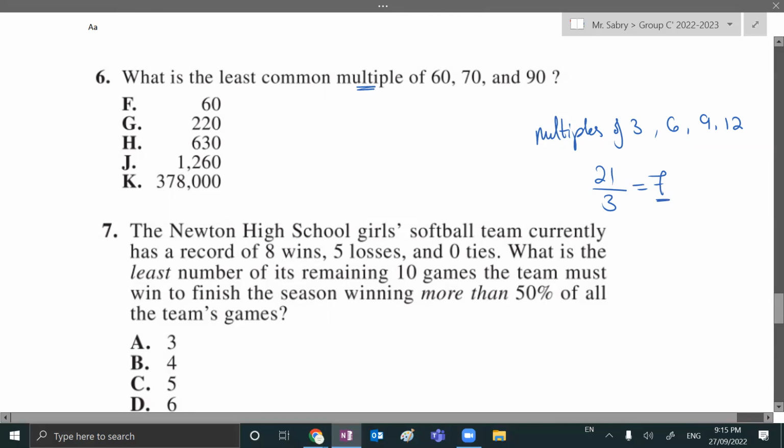So if I need to know what's the least common multiple of 60, 70, and 90, I can divide each of the answers by 60 and 70 and 90 and check which answer would not have any decimals. And I will also pick the smallest one of those. Does that kind of make sense? ولا لا?